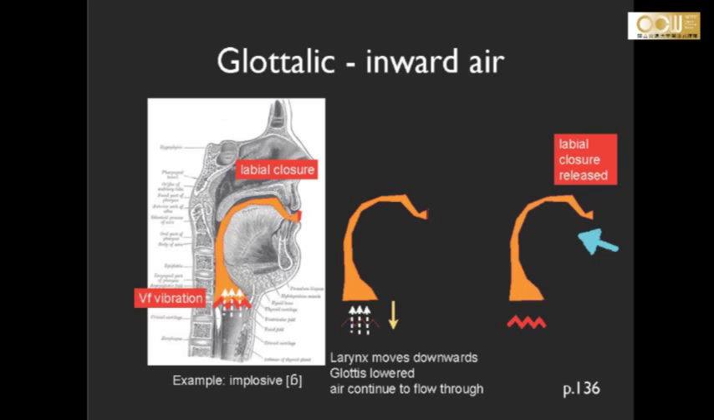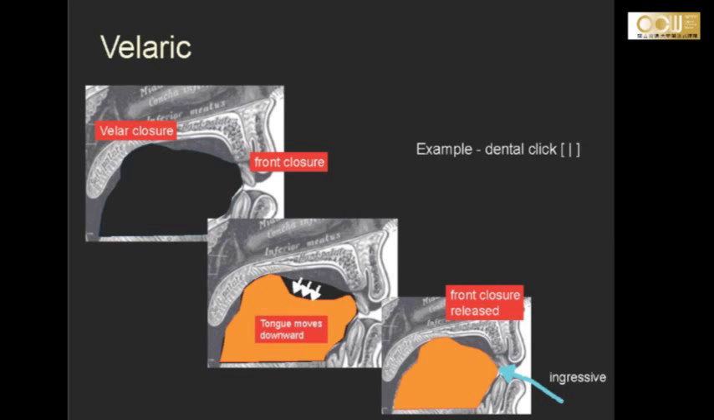I did too much animation. Ejectives are actually quite common in native languages in North America. So if you go study linguistics in Canada, you will have a chance to learn languages that have this sound. And this is implosive b b. We can read about how they're pronounced later. It's on page 136. But now I want to move on to velaric.